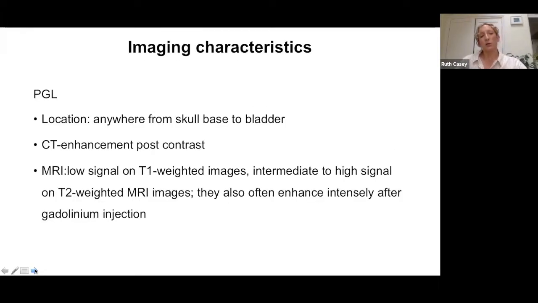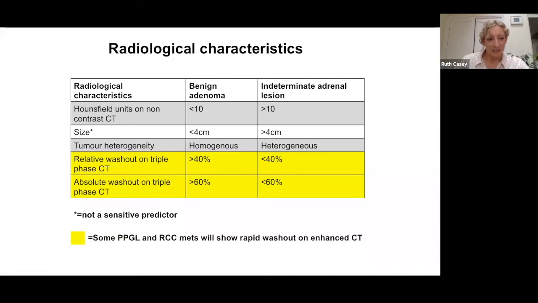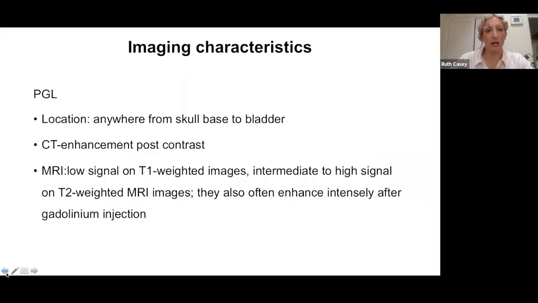So what do these tumours look like? What do these tumours look like on conventional cross-sectional imaging? Well, if we look at paragangliomas, we know they can be located anywhere from the skull base to the bladder. They're vascular tumors, so we'll typically see enhancement post-contrast on CT. We'll typically see low signal on T1 weighted imaging on MRI, intermediate to high signal on T2 weighted MRI imaging, and they'll often enhance post-gadolinium.